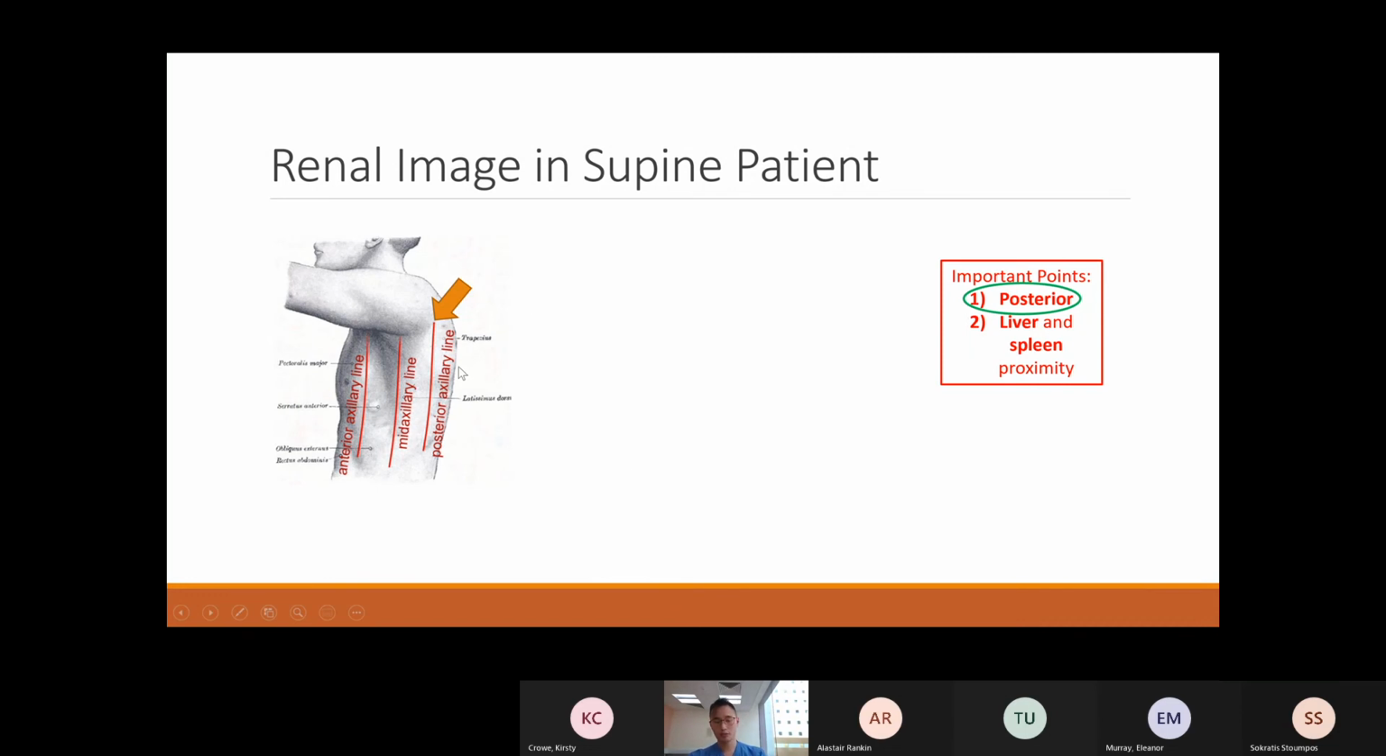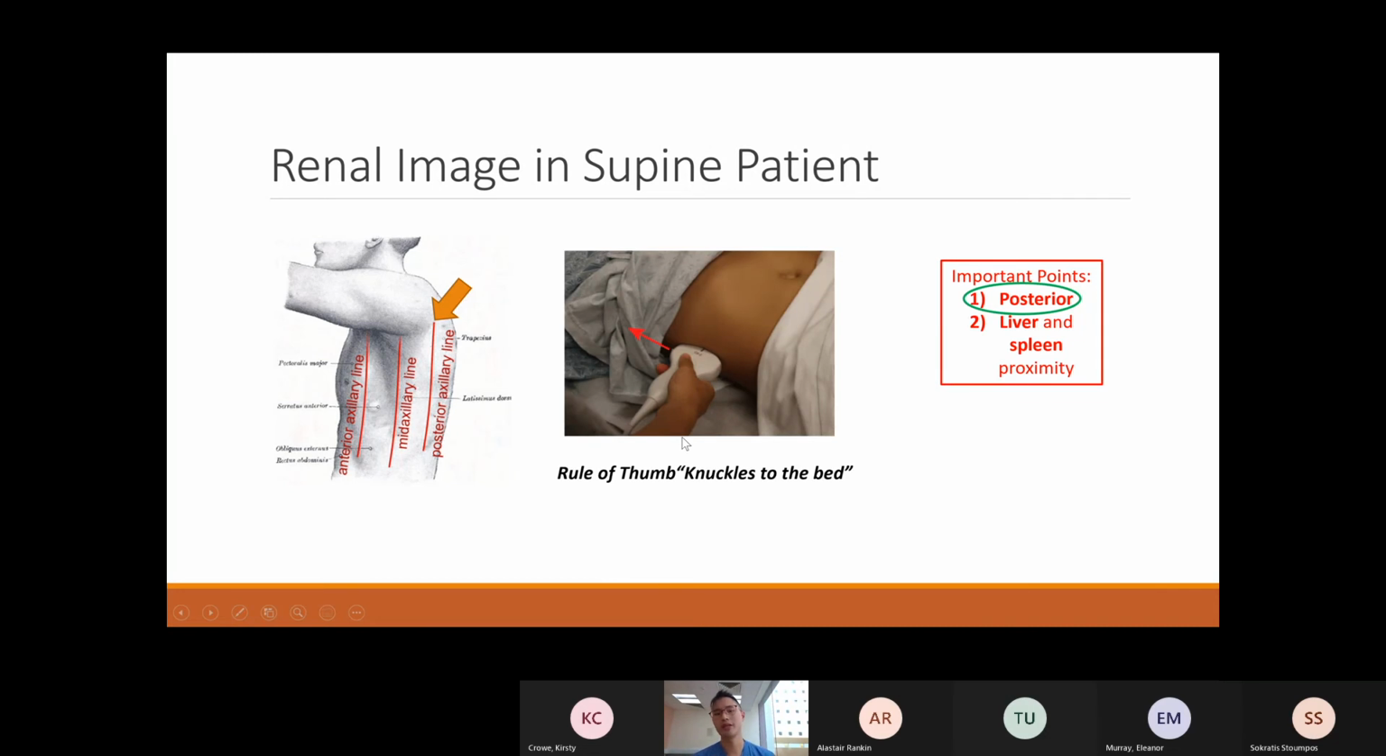One good landmark is shown on this picture here with the orange arrow. You aim to put your probe along the posterior axillary line. So you have the mid-axillary line and you put your probe along the posterior axillary line. First thing, the rule of thumb is that your knuckles have to be resting on the mattress. If your knuckles are not against the mattress on the bed, you are too anterior. You will not be able to find your kidney. So first thing, knuckles on the mattress.